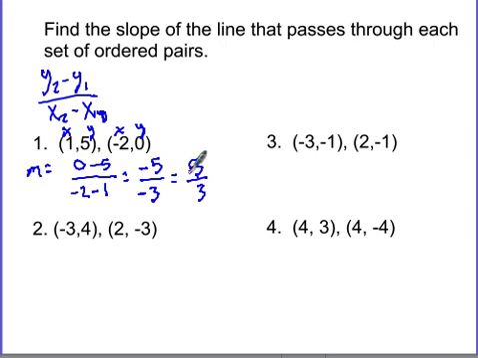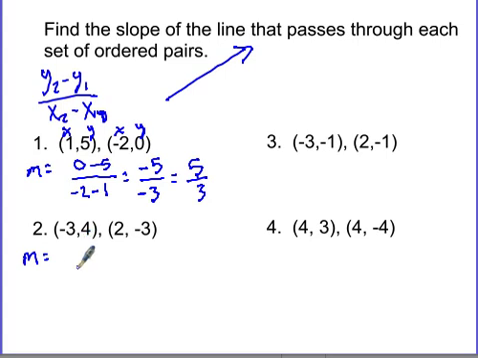Can you picture in your mind what a positive slope looks like? What does it do? Goes up from left to right. So it's going to be going that direction, right? Up 5 and then over 3. All right? Let's do this next one, number 2 here.